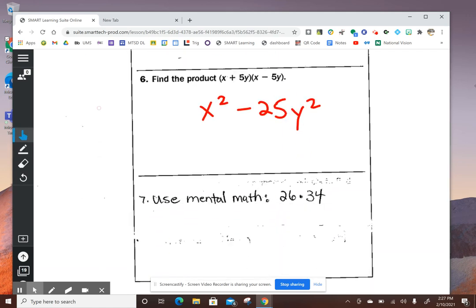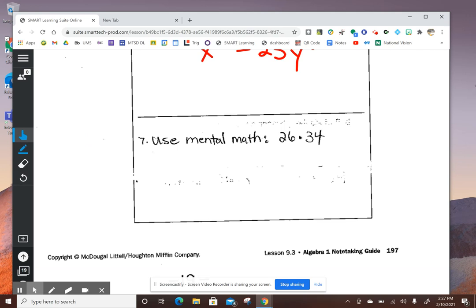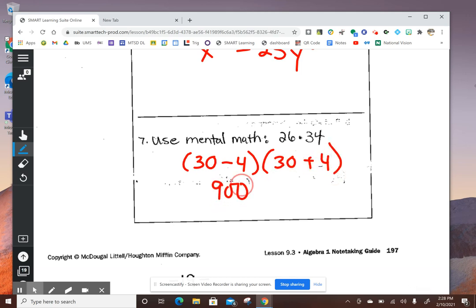And then the last one asks you to use mental math. And I notice 26 is 30 minus 4, and 34 is 30 plus 4. I can do 30 squared in my head. I can do minus 16 in my head, and I get 884 as an answer. So again, is it that earth-shattering? No, but it's good practice.